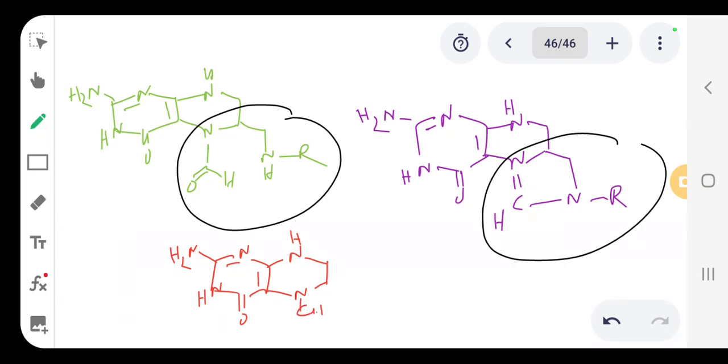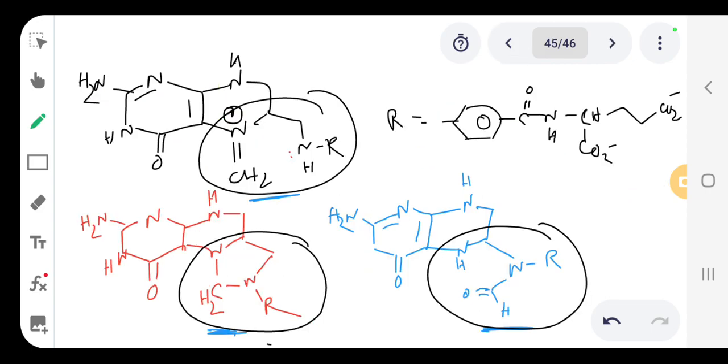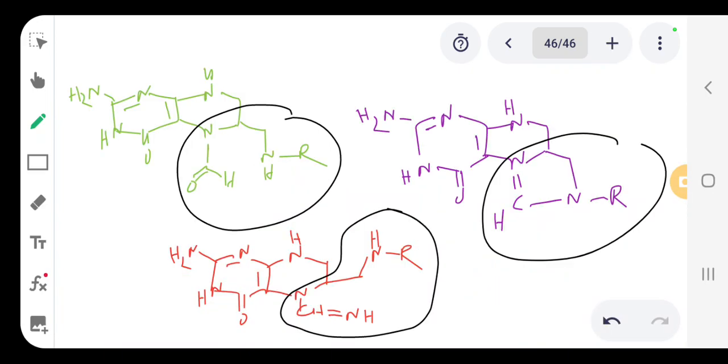What will happen here? This CH double bond NH, and here will be NHR. So again, which part is changing? This part is changing. So these are the 6 coenzymes. Here is the 3 coenzyme, number 1, number 2, number 3, number 4, 5 and 6.